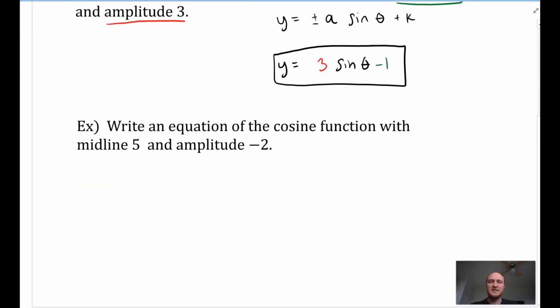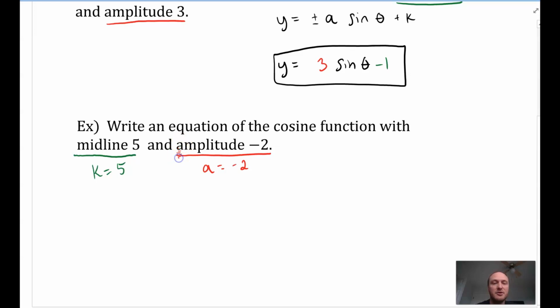All right, second example. Write an equation of the cosine function with a midline of 5 and an amplitude of -2. Okay, so midline is 5. That means that k is equal to 5 and an amplitude of -2. That means a is equal to -2. And it's very, very easy, right?